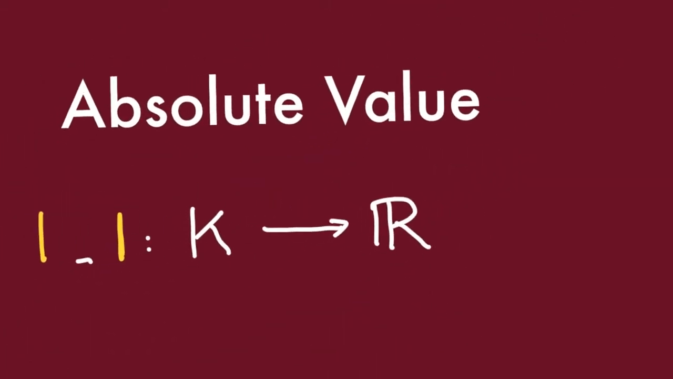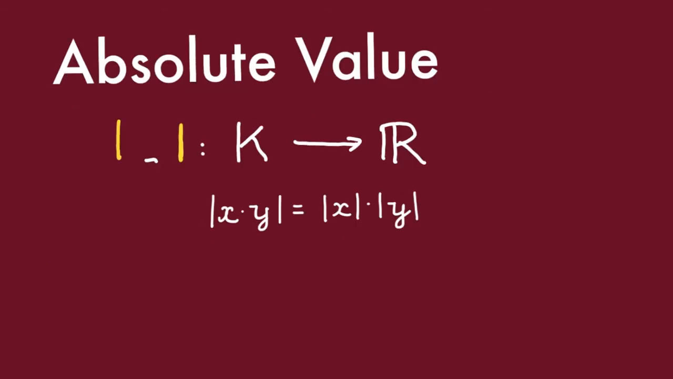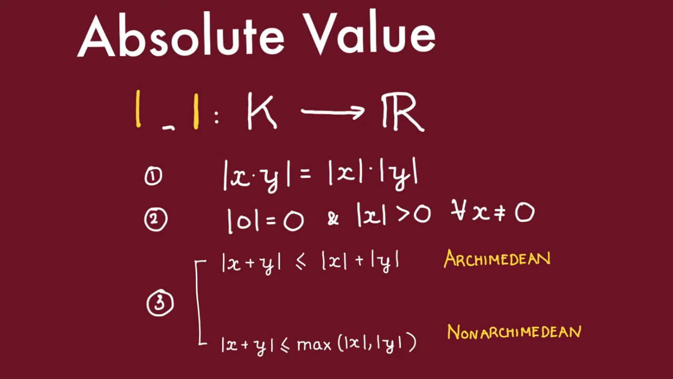A natural way to get a metric is via absolute values. An absolute value on a field K is a multiplicative real-valued map on K that is positive on every non-zero element of K and vanishes at 0. Finally, we require that either for all elements x and y, this absolute value satisfies the triangle inequality, in which case we'll call it Archimedean, or for all elements x and y, the absolute value satisfies the following ultrametric triangle inequality, in which case we'll call it a non-Archimedean absolute value.